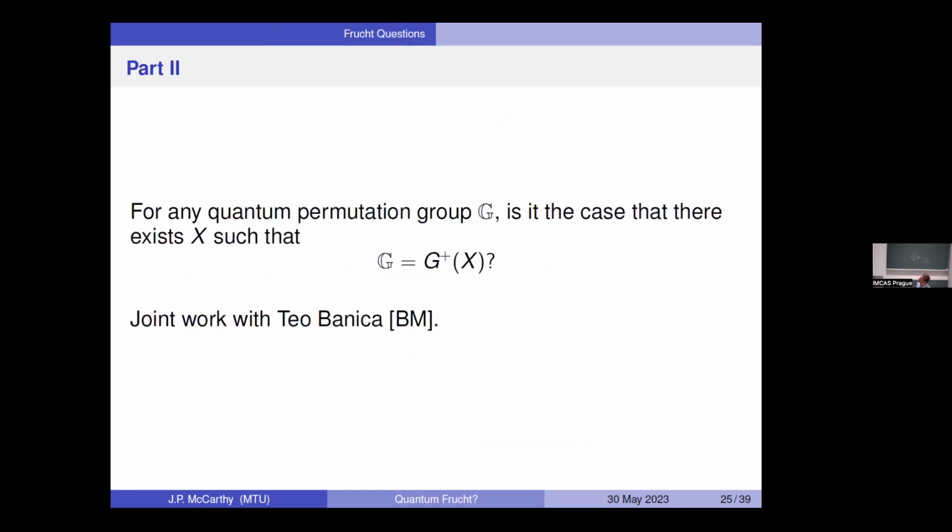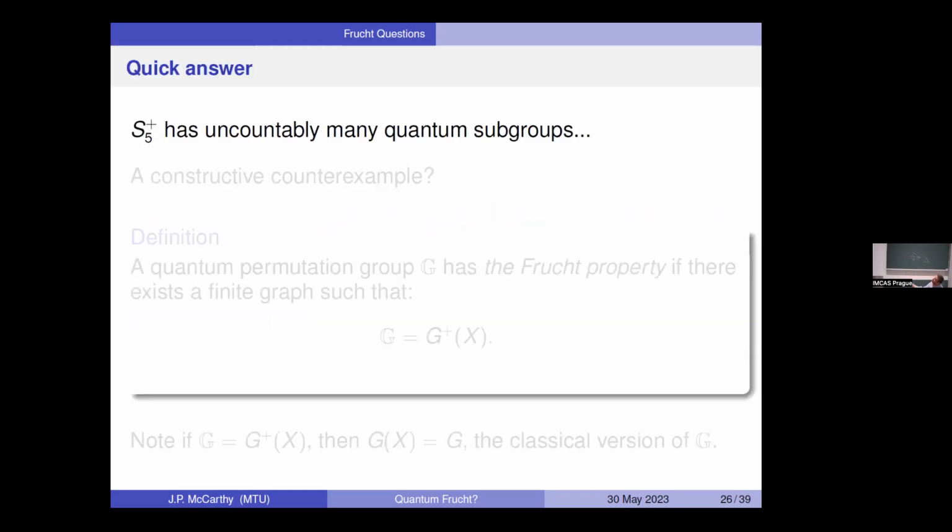Right. So this now is the second part of the talk. We're okay for time. I know there are lots of slides there, but we'll get through them quick enough. So for any quantum permutation group, is it the case that it is the quantum automorphism group of a graph? This is joint work with Theo Banica. Okay. So the quick answer, and this was open. This was a question in papers and in seminar talks, and we started looking at it. And actually, it turned out to be a very easy answer.